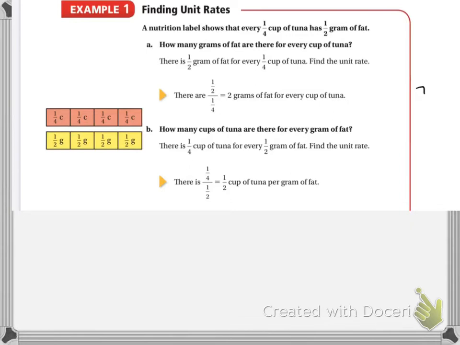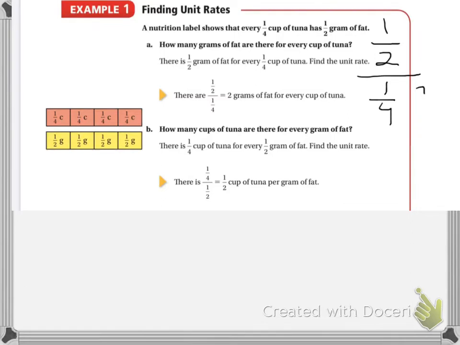So for our first example for finding unit rate, it says a nutrition label shows that every 1/4 cup of tuna has a half gram of fat. How many grams of fat are there for every cup of tuna? All right, so what we are going to do here is take that ratio of 1/2 gram of fat for every 1/4 cup of tuna.